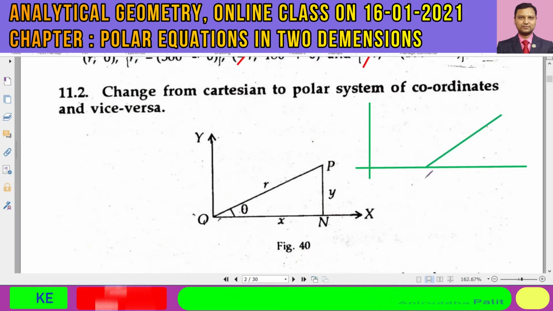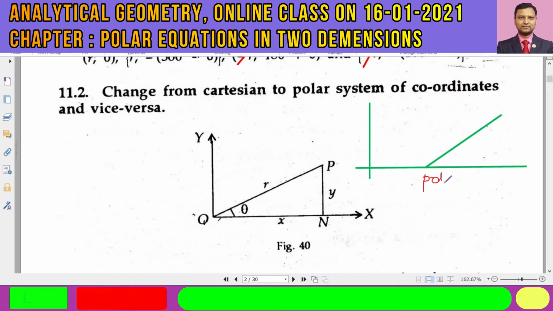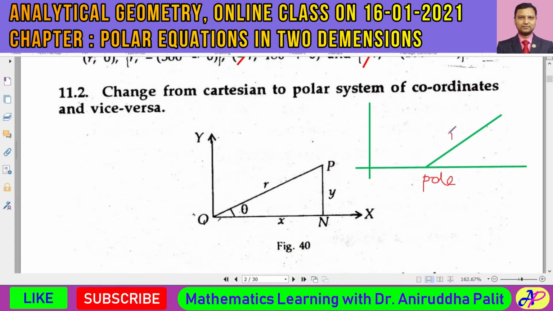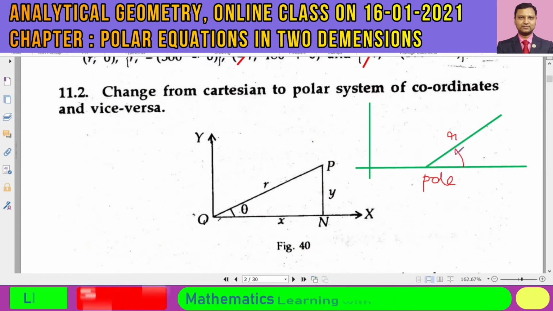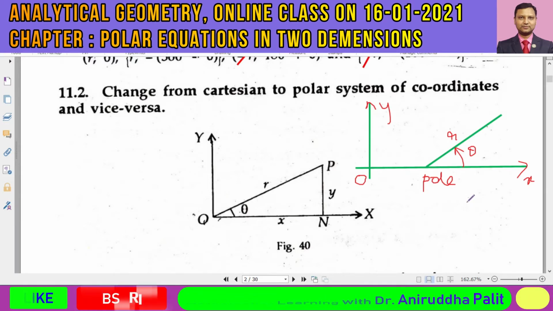Therefore, we can say that this is the pole. This point becomes the pole, and this is the radius vector r. This would be the angle theta. And this is the origin O. This is the x-axis and this is the y-axis. Therefore, in this case, the pole and the origin may be different. And of course, in that case, x is equal to r cos theta and y is equal to r sin theta, this kind of formula does not hold at all.